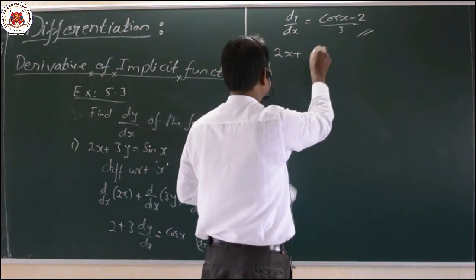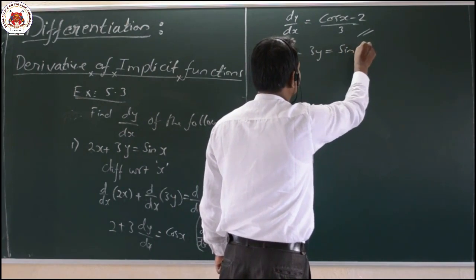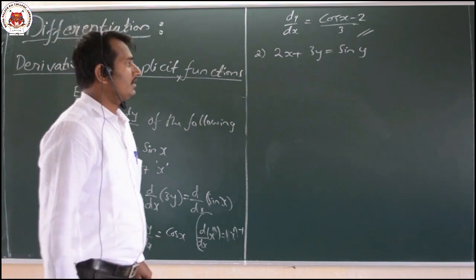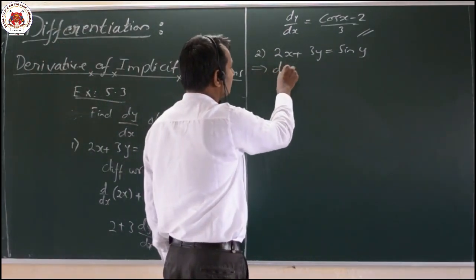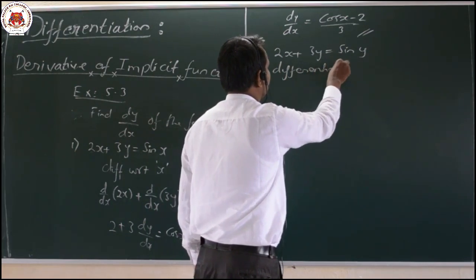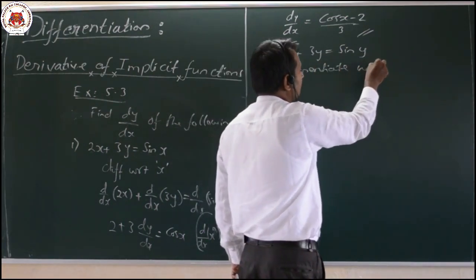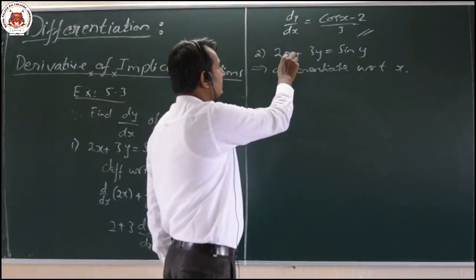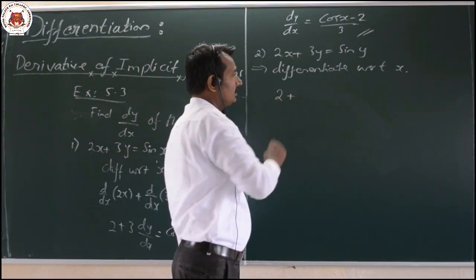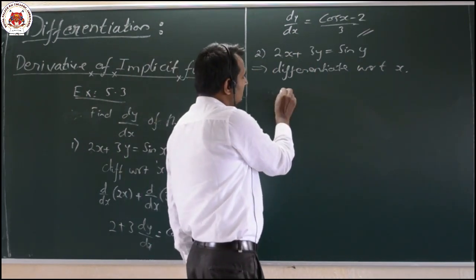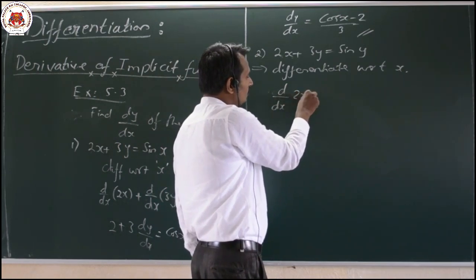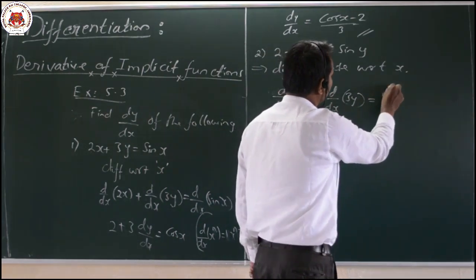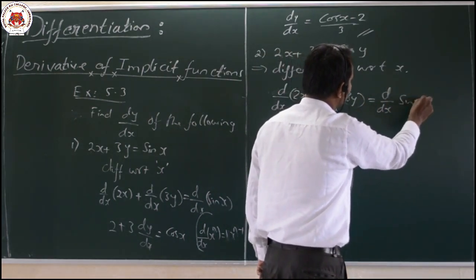2x plus 3y equal to sin y, we are having. How to solve this? Here I will directly differentiate with respect to x. Differentiation with respect to x, the derivative of x becomes 1. What is the remaining part? 2. Or else I will rewrite again: d by dx of 2x plus d by dx of 3y equal to d by dx of sin y.